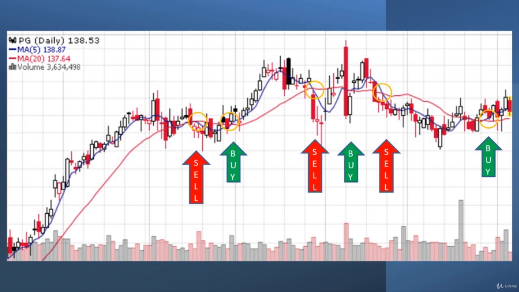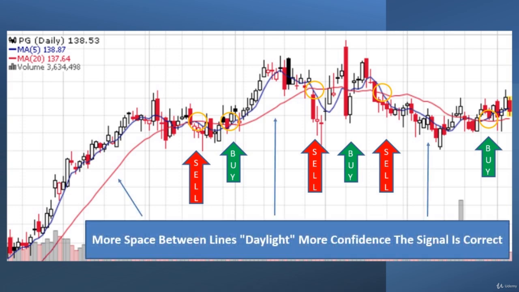You're looking at just the blue line and the pink line. It should correlate a little bit together as far as with the prices, but you're really looking at the lines more so than prices by looking at moving average crossover versus price crossing over a moving average line. In addition, if you see more space, or what you call daylight, between the two lines, you'd have more confidence that the signal is correct.